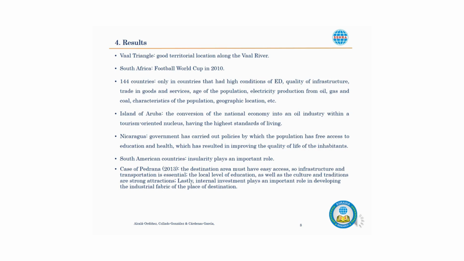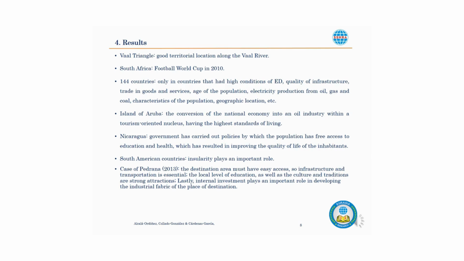Another example of the different determinants or factors is when we analyze 144 countries where, for example, quality of infrastructure, trade in goods and services, age of the populations, electricity production from oil, gas, and coal, different characteristics of the populations and geographic locations are collected in these papers as determinant factors to the positive relationship between tourism and economic development.